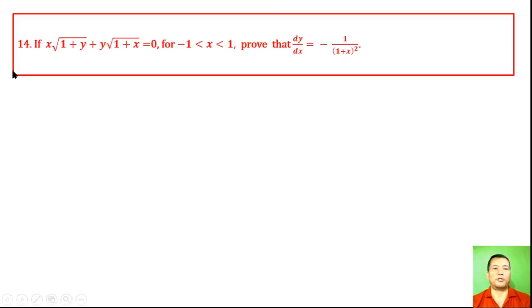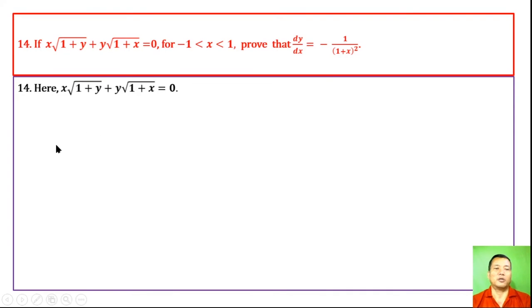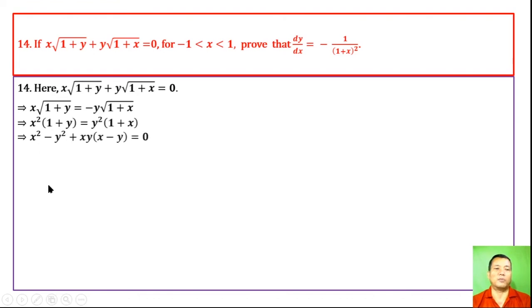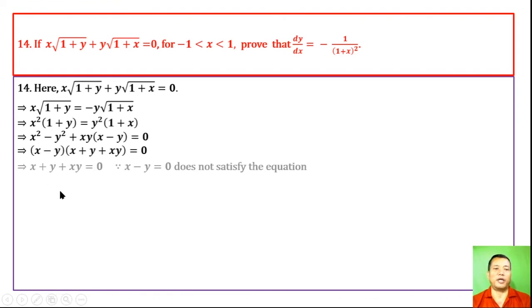For question number 14, if this equals 0, where x is in the open interval minus 1, 1, prove that dy by dx is minus 1 by 1 plus x squared. Transferring our second term to the right side and squaring, we get this. And factorizing, we get x plus y plus xy equal to 0.